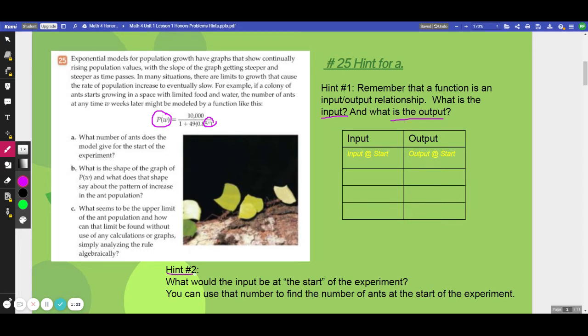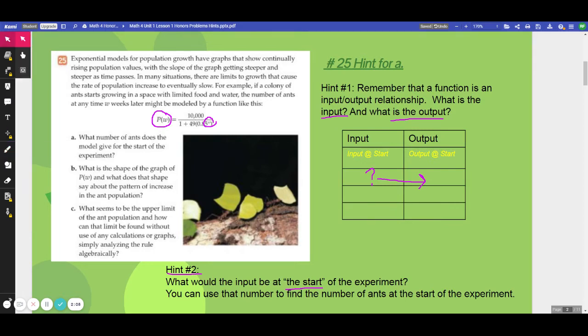And hint number 2 down here says, what would the input be at the start of the experiment? So when you're starting the experiment, what is the number that you will be plugging into your input? And after you figure out what that is, then you just do your calculations and figure out what output you get from that input. Once you see it, you will see that you can easily figure out what the start of the experiment is by looking at the equation. Okay, so that is problem number 25A.